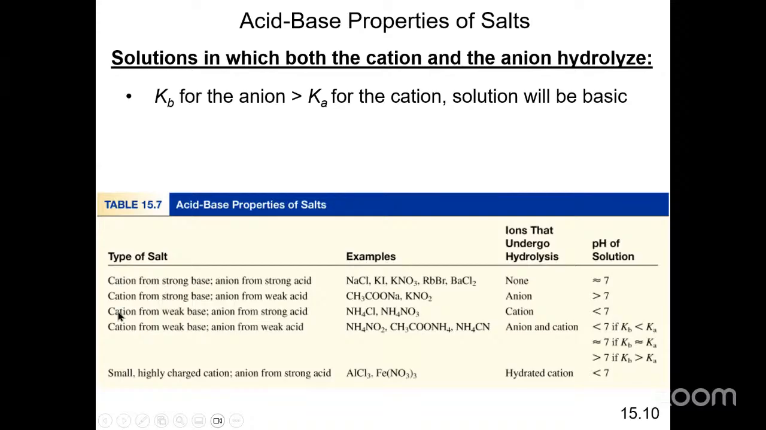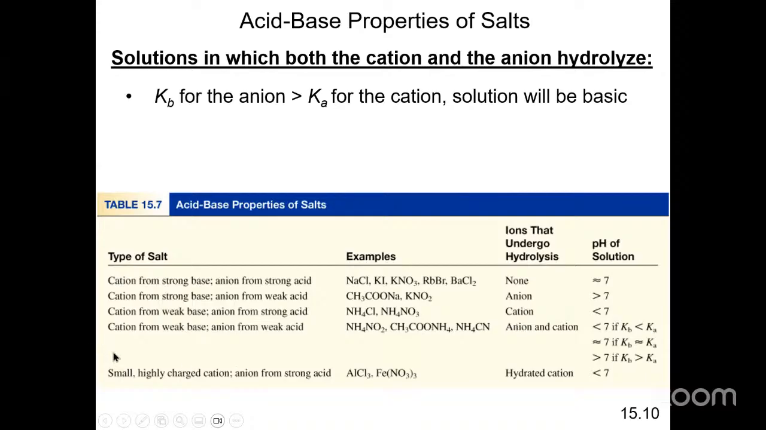In the case of a situation where the cation is from a weak base and the anion is from a strong acid, the pH will be less than 7. These are 2 examples. And the reason why that is the case is because the cation itself will undergo reaction with water to form H+ ions.